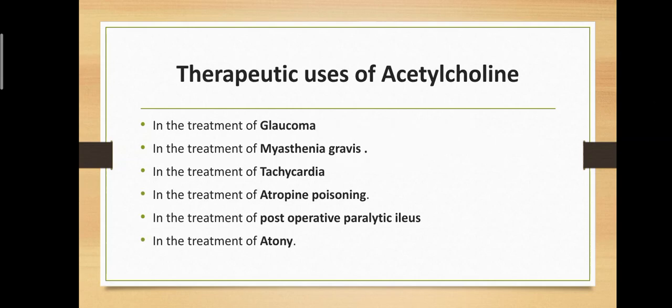What are the therapeutic uses of acetylcholine? Acetylcholine is used in the treatment of glaucoma, myasthenia gravis, tachycardia, that is, increase in heart rate, atropine poisoning, post-operative paralytic ileus, and atony. These are the simple uses of acetylcholine in day-to-day life.